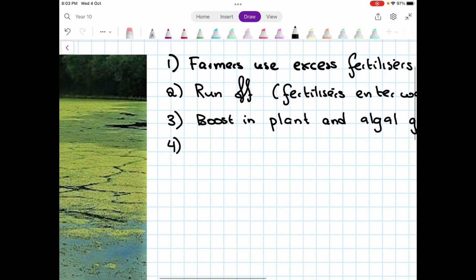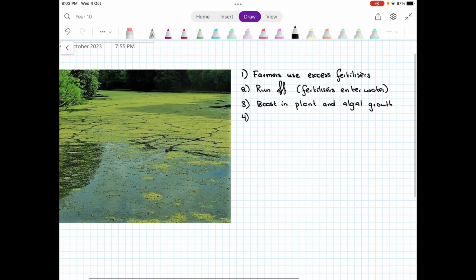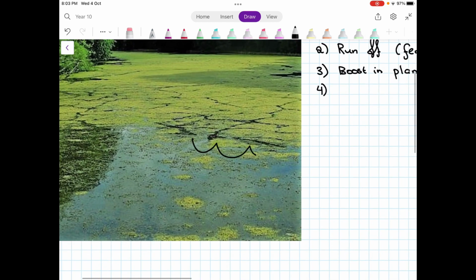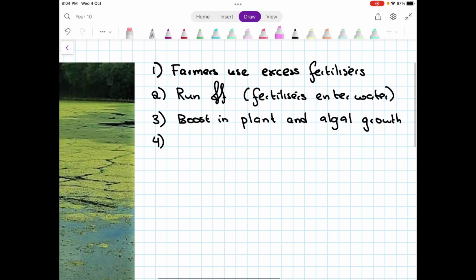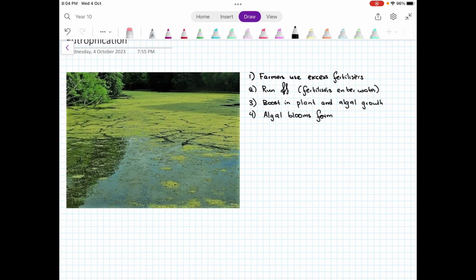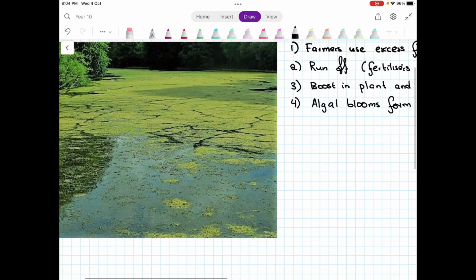But eventually, the problem with this is that algal blooms can develop. And algal blooms are these structures you can see on the surface of the water. They're these mass collections, and let me just write that down first. Algal blooms form. And they block sunlight from reaching deeper waters.